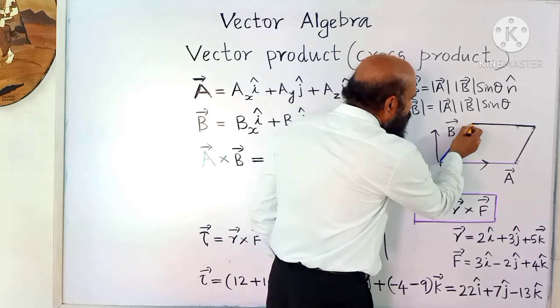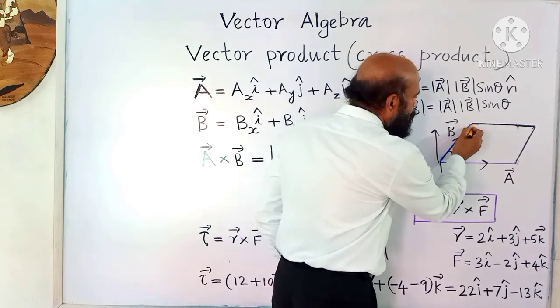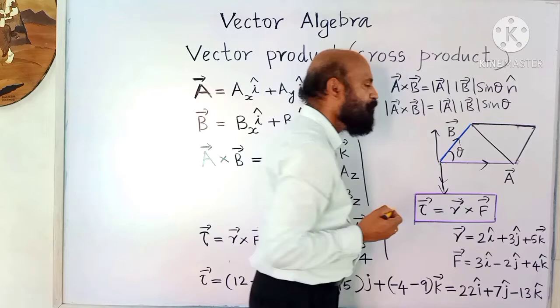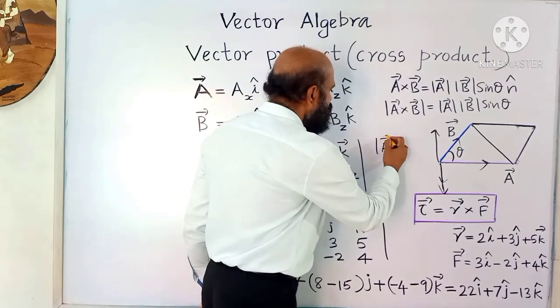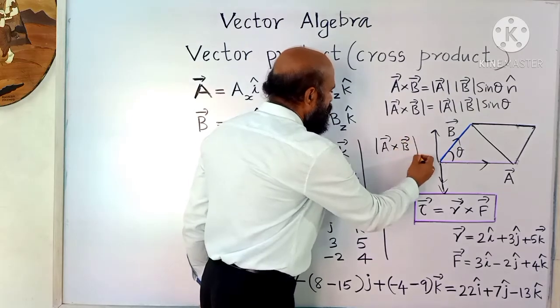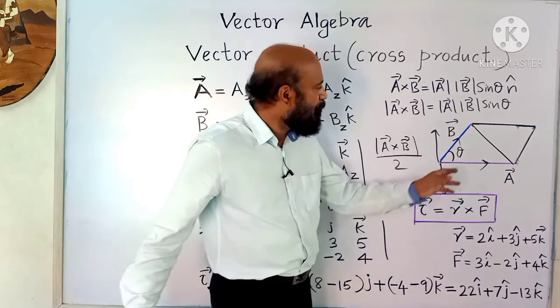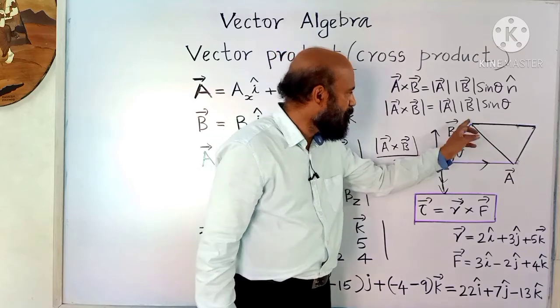Now a parallelogram can be divided into two triangles. So if you divide this, you will get the area of the triangle.